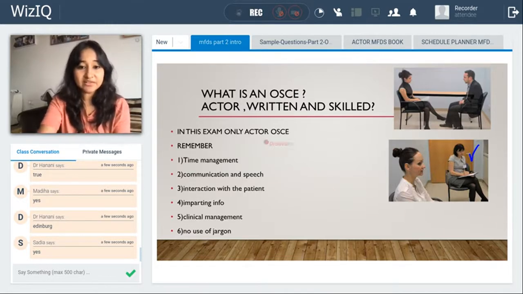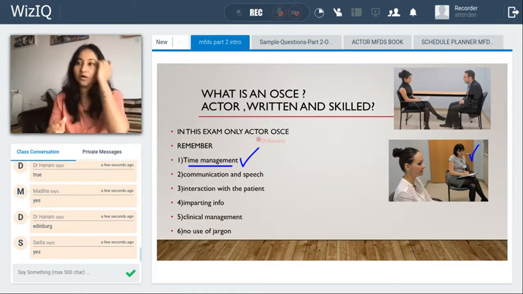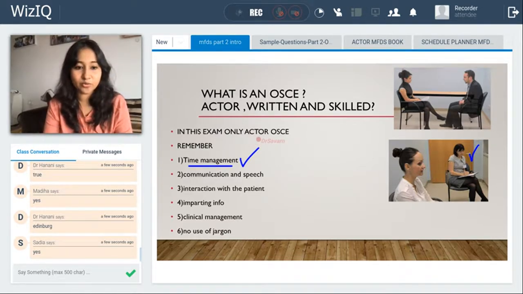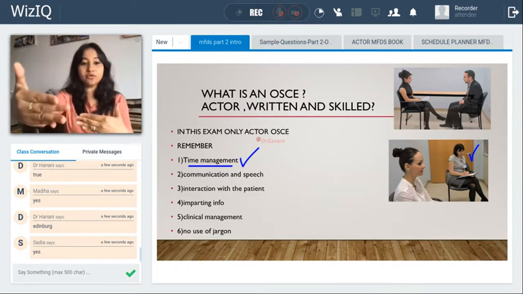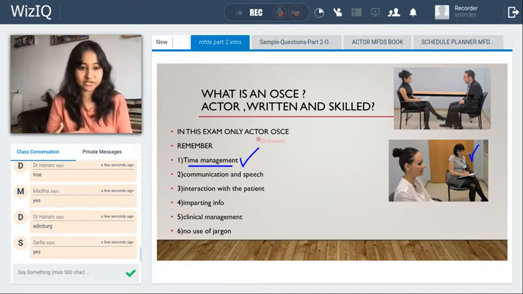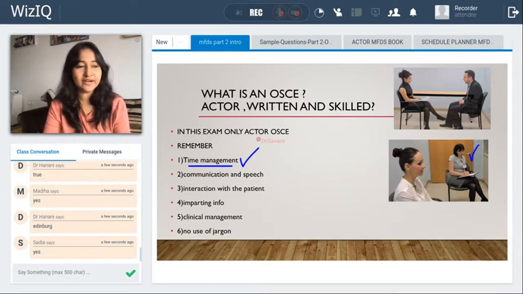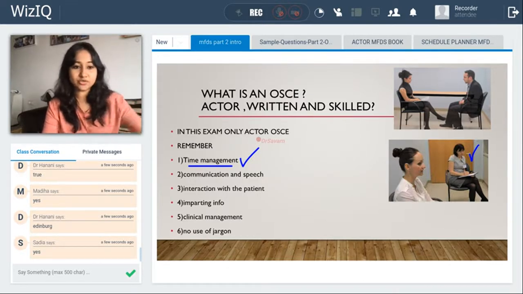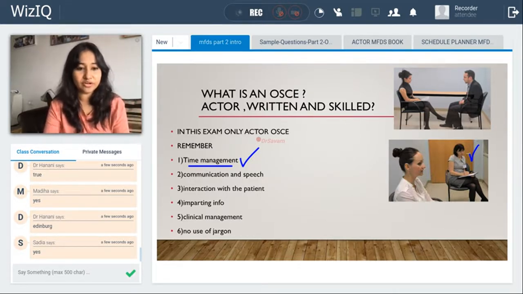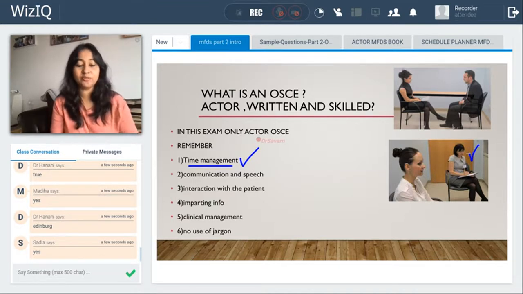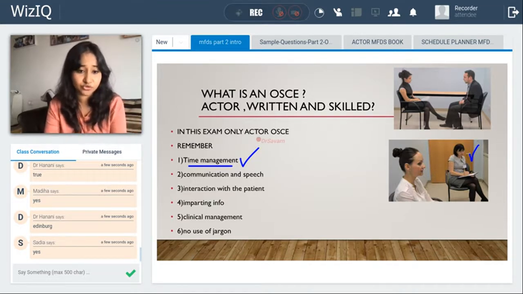Second thing, which is very important, is time management. In the last exam in Edinburgh, the candidates were sitting like this, and in most of the rooms the clock was behind them. In front of you, the actor was sitting, and behind me, the timer was there. In some rooms the timer was on the side, so you could see it, but I would not really rely on that. Maybe they are just trying to make sure that the actor patients can see the timer, not you.